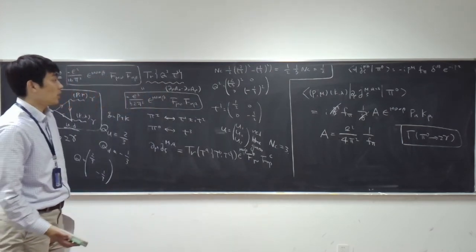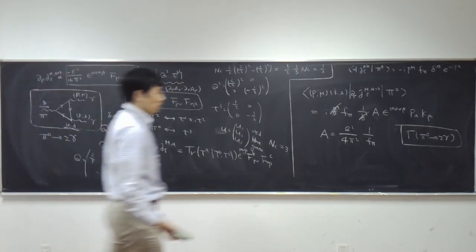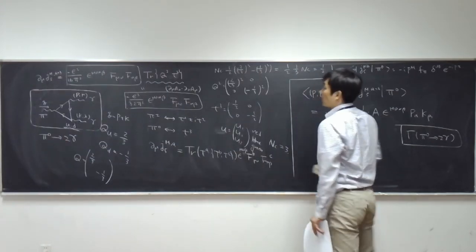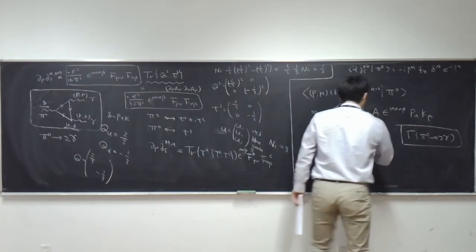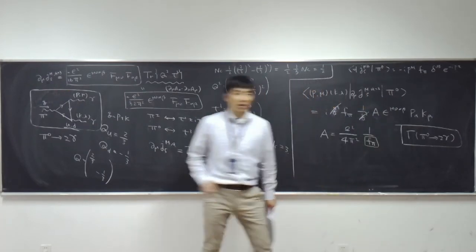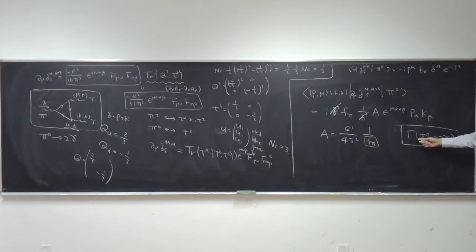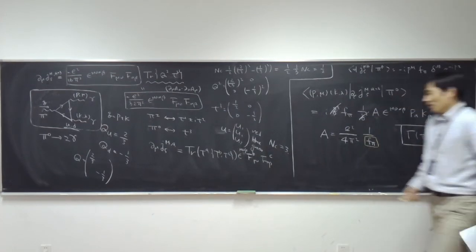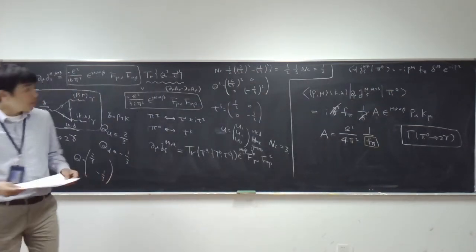So that's the homework. That's the end of the pi 0 to 2 gamma. And the reason why pi is called the pion decay constant is that it's really responsible for pi 0 to 2 gamma. Okay, let's see how the anomaly is related.